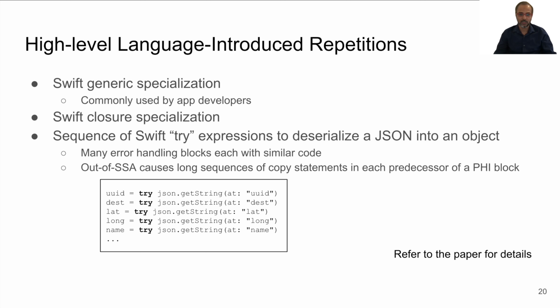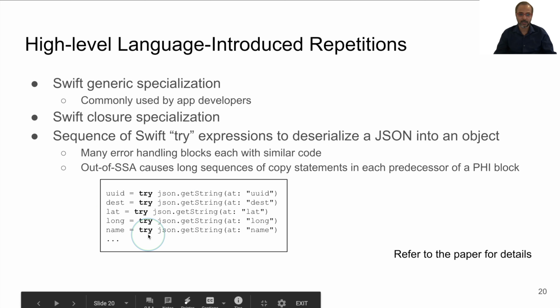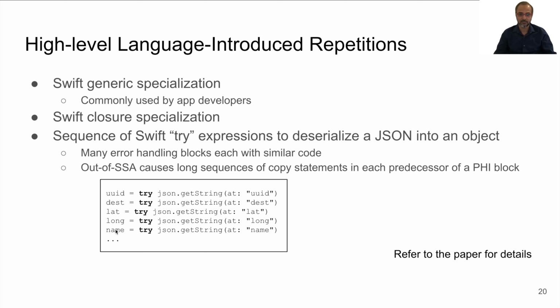An interesting repetition happens due to the extensive use of Swift's try expression. We often use try expressions to read fields from serialized JSON objects as shown here. In fact, this is the recommended way to deserialize. Large JSON blobs result in a long sequence of try statements and object field assignments. These try expressions create many error handling basic blocks, each with similar code. The out of SSA transformation causes long sequences of copy statements in each predecessor of a phi block. Such low-level causes of code bloat are visible only via our binary analysis.